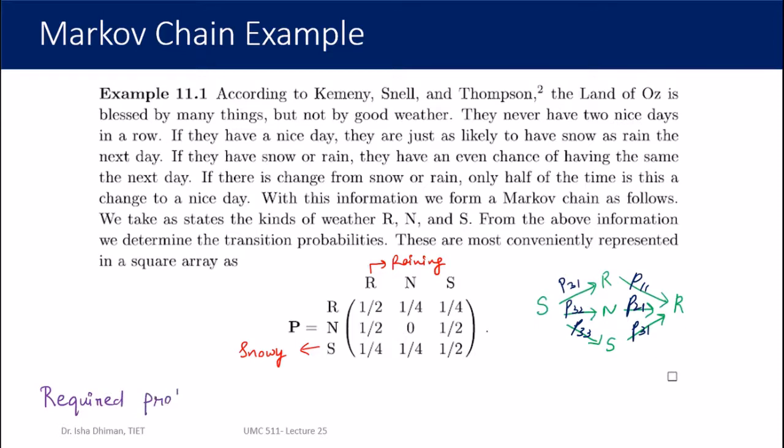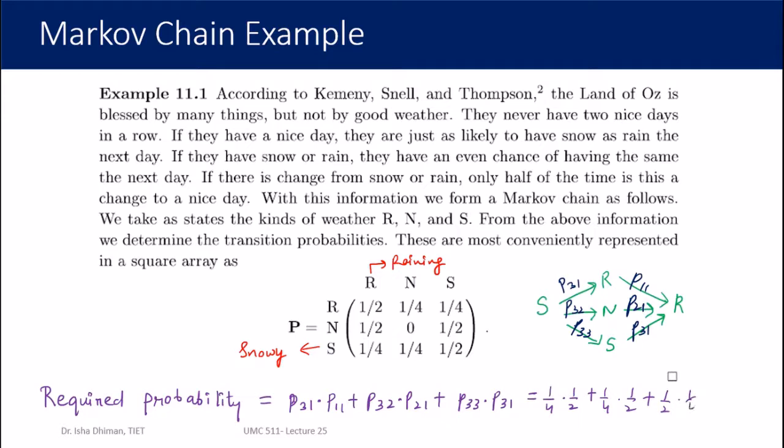So required probability is equal to P31 into P11 plus P32 multiplied with P21 plus P33 into P31. So if you substitute their values from the matrix, you can read the values of these individual probabilities from the matrix and you will get the final answer, which is 3/8.